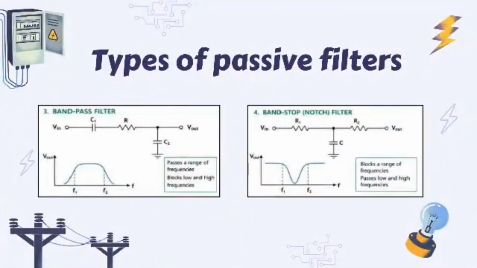And the third type of passive filter is the band-pass filter. A band-pass filter allows only a specific range of frequencies to pass. It blocks both low and high frequencies outside the range. This is used in radio tuning. And the last type of passive filter is the band stop filter. A band stop filter blocks a specific range of frequencies and allows low and high frequencies to pass. It is used to remove unwanted signals or noise.